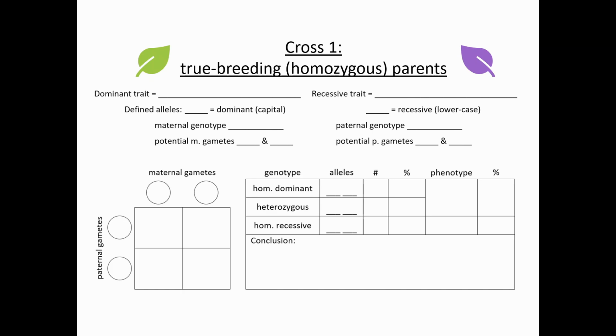So let's look at cross number 1, in which we are crossing the true breeding parents. Remember, true breeding means they're homozygous, so they can only make gametes that have that allele. We're going to look at green leaves versus purple leaves. The dominant trait is green, recessive is purple, and we're going to use capital G for green leaves and lowercase g for purple leaves. If we look at the maternal genotype, it's homozygous dominant, and the paternal is homozygous recessive, which means our potential gametes can be capital G, or lowercase g.